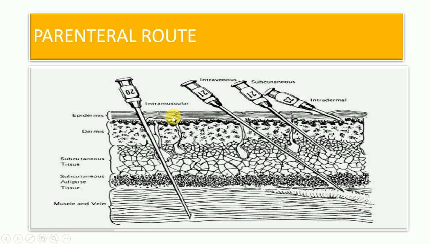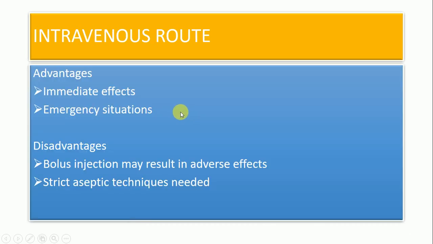And let's look at one of the routes, that is the intravenous route. Intravenous means you inject the drug directly into the systemic circulation. Okay. And one of the advantages of the intravenous route is that there is no absorption of the drug here because we inject the drug completely into the systemic circulation, and therefore the drug will have a bioavailability of 100%.